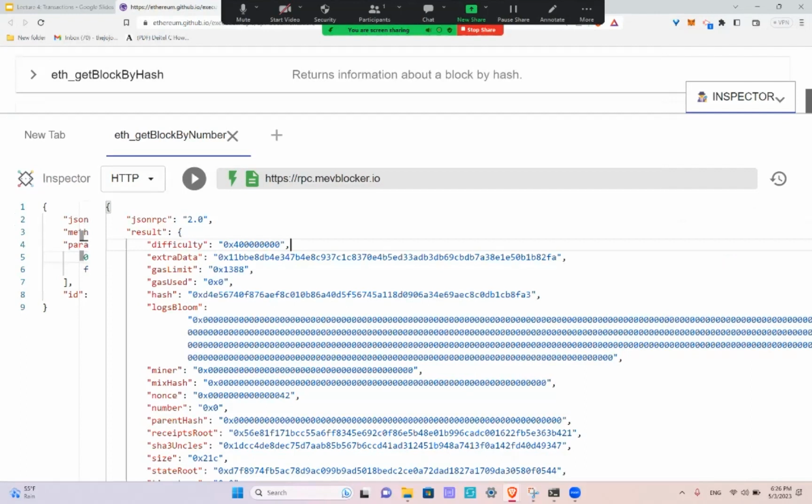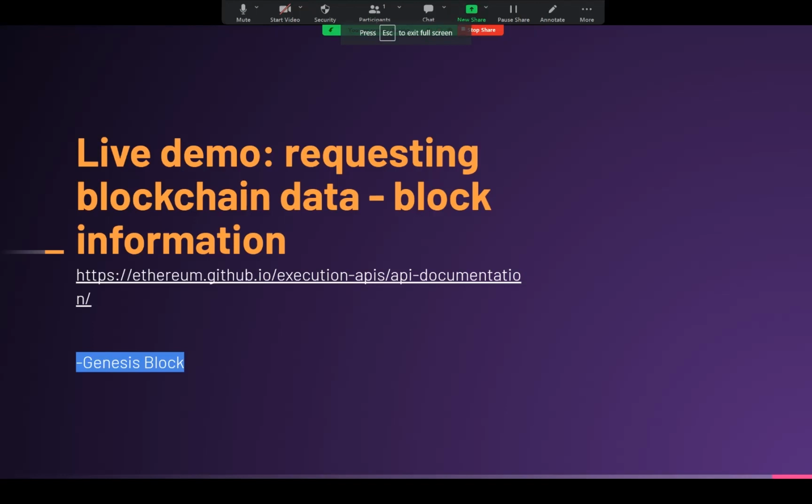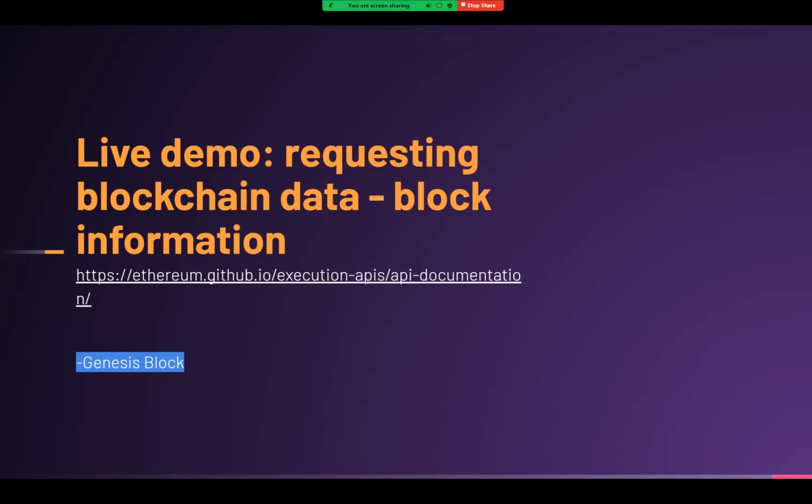And within this data is all of the information about all the transactions that have happened in the block. Right, and then what else do we have? All right, so that was the Genesis block.